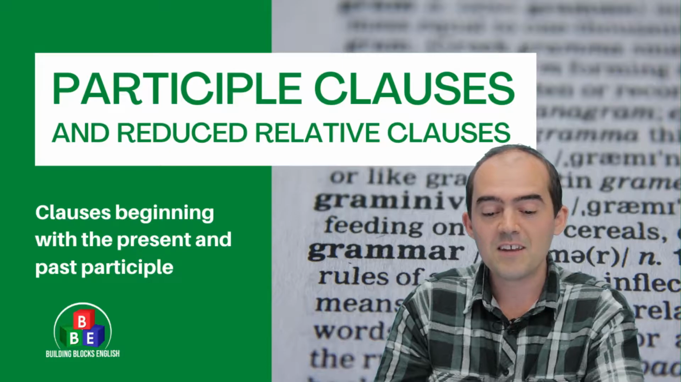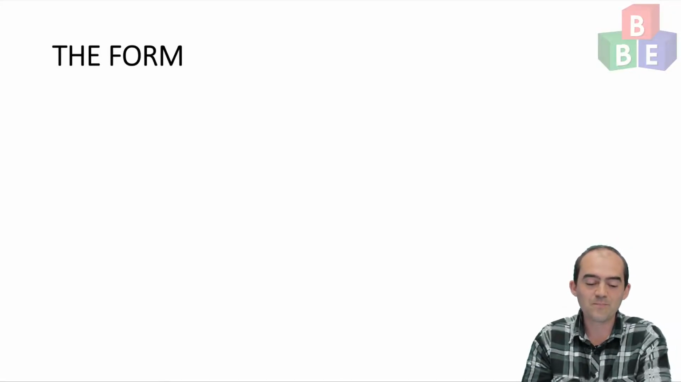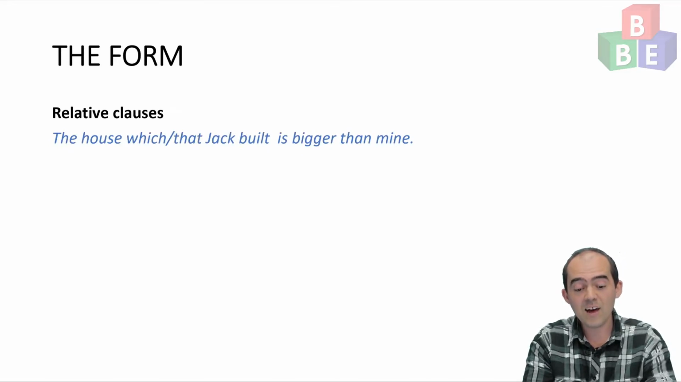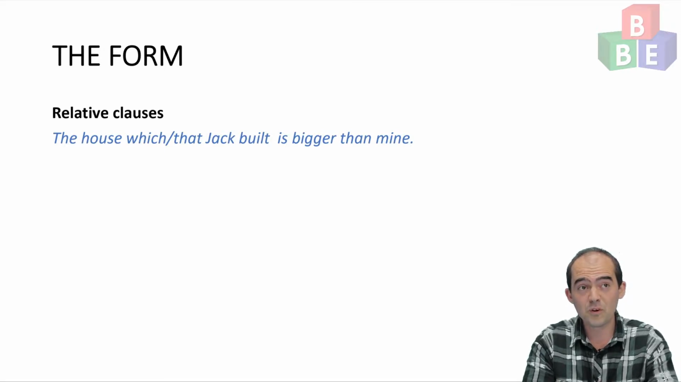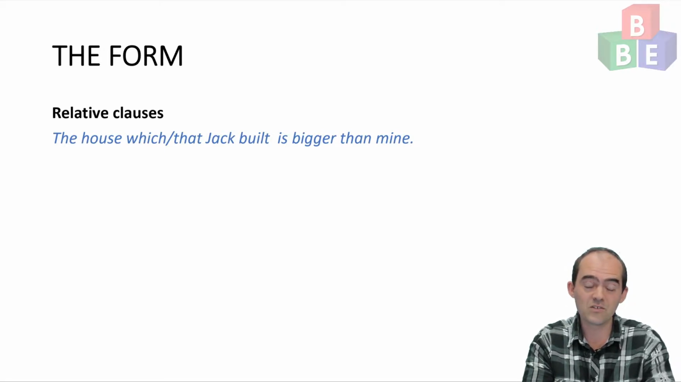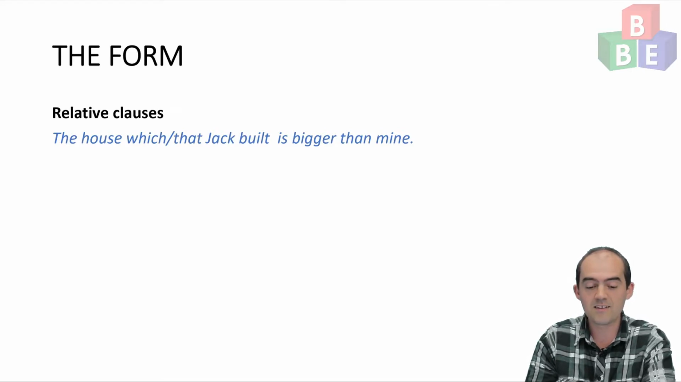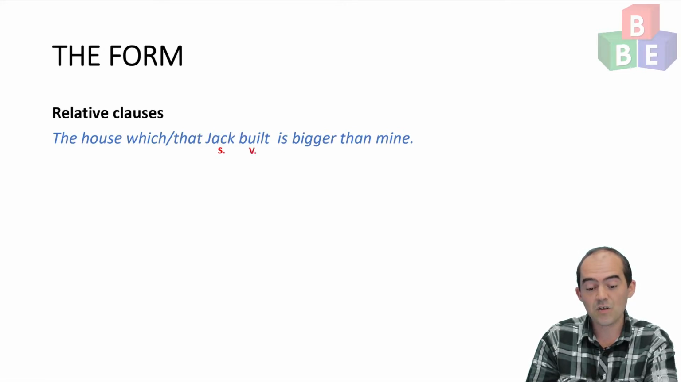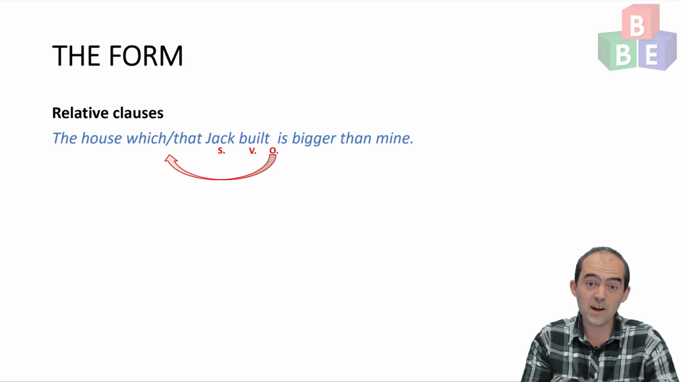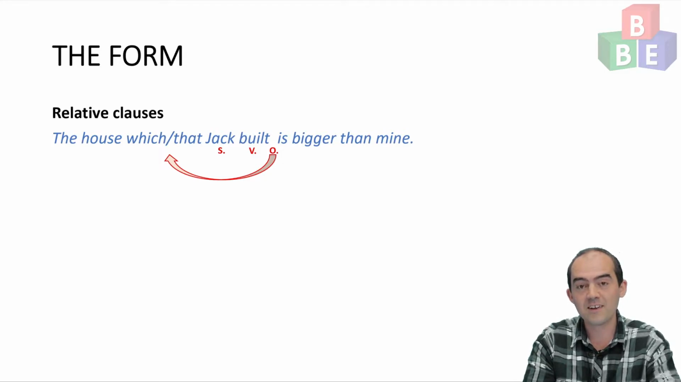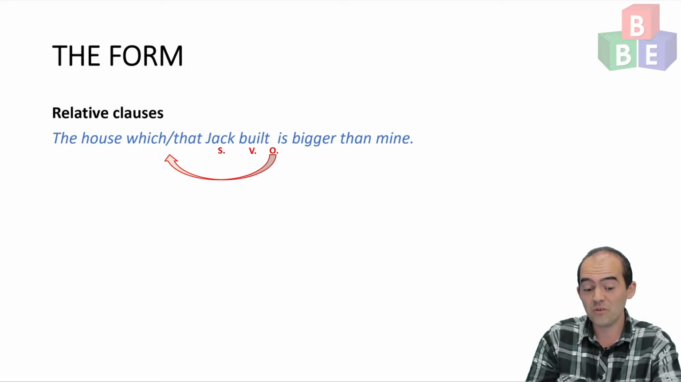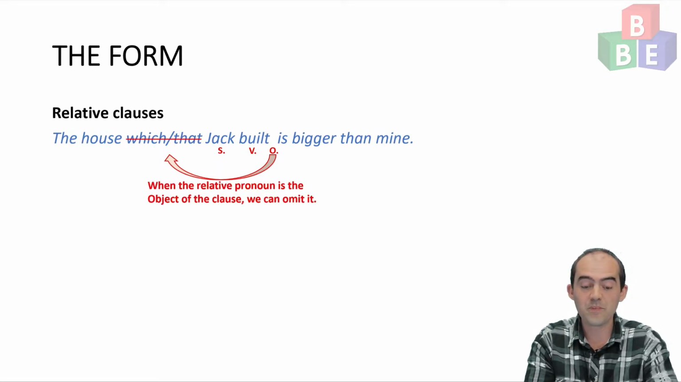But for now, let's have a look at an example of a relative clause. Here we have one. The house, which or that Jack built, is bigger than mine. This is a relative clause talking about a thing, the house. That's why we're using which or that. Now, in this relative clause, we have the subject Jack, the verb built, and where is the object? That's right. The relative pronoun which or that is the object. And remember, when the relative pronoun is the object, we can choose to omit the pronoun.